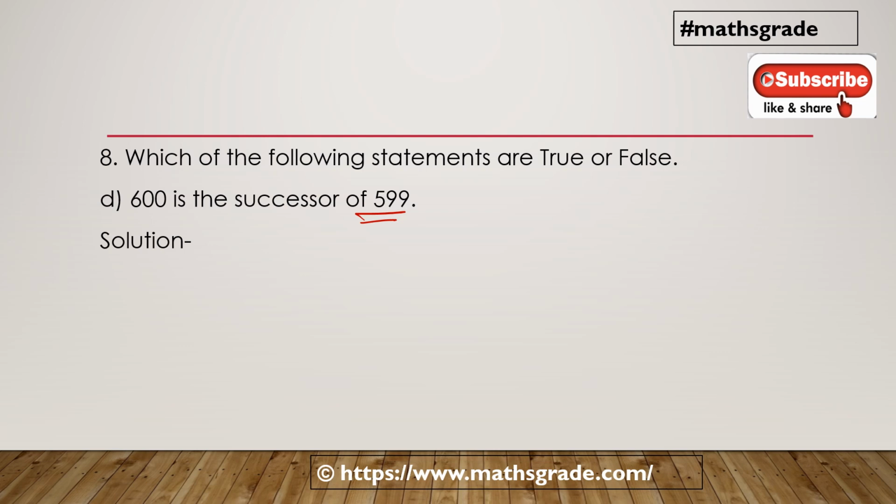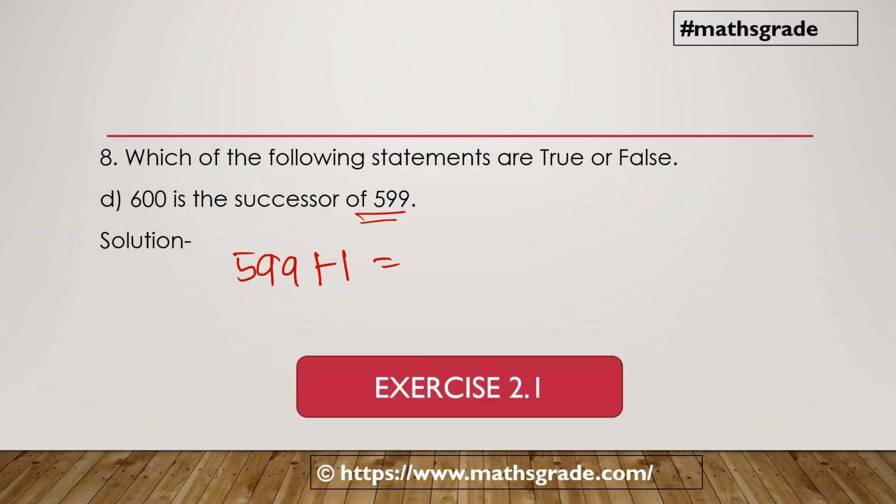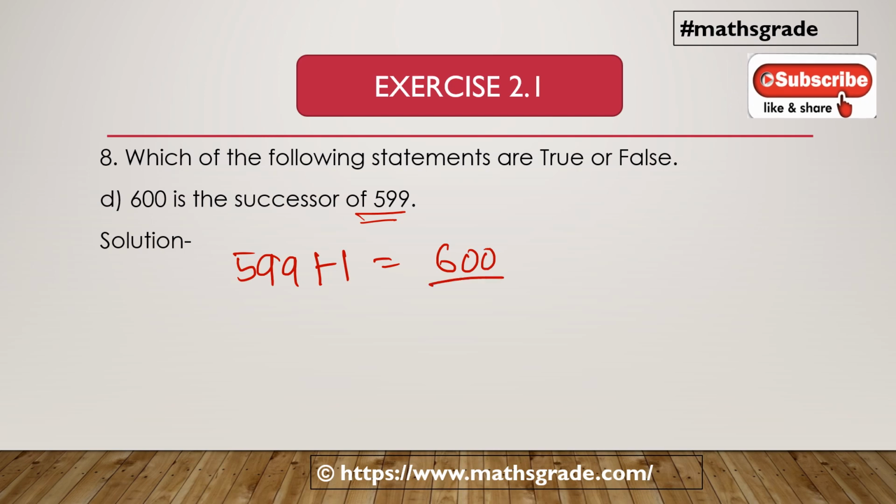So we have to find out the successor of 599. So we have to add 1 with 599. So 599 plus 1 is 600. And 600 is the successor of 599. It is given. So it is true. So 600 is the successor of 599 is true.